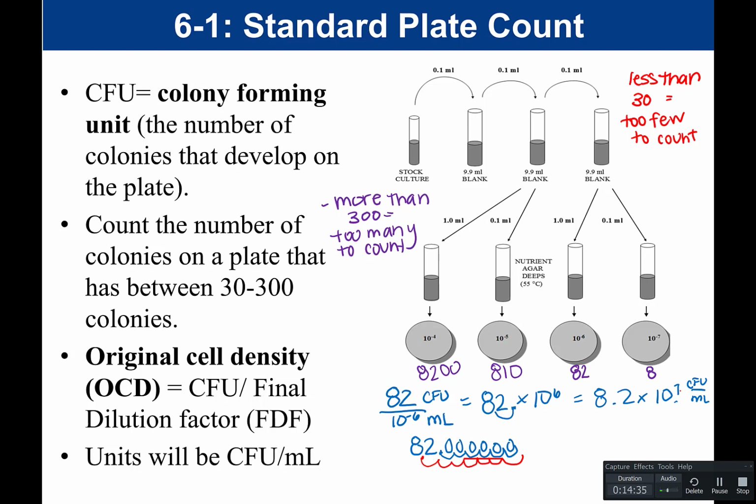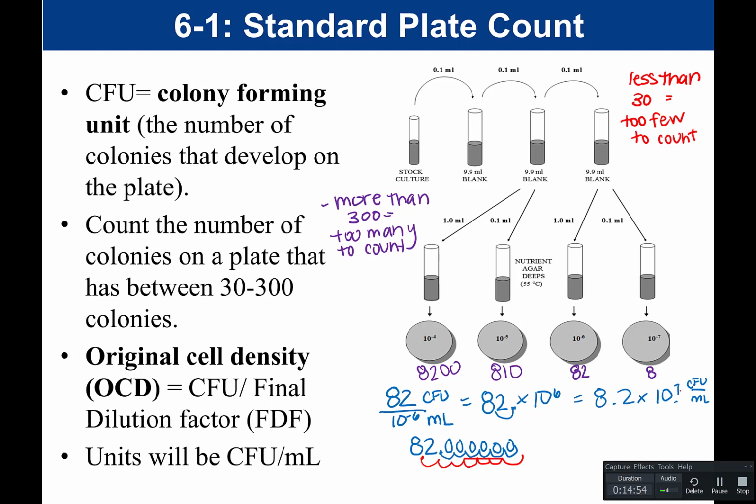That would be my original cell density. So that means that in that stock culture that I started with, that titer, that concentration is 8.2 times 10 to the 7 CFUs per milliliter.